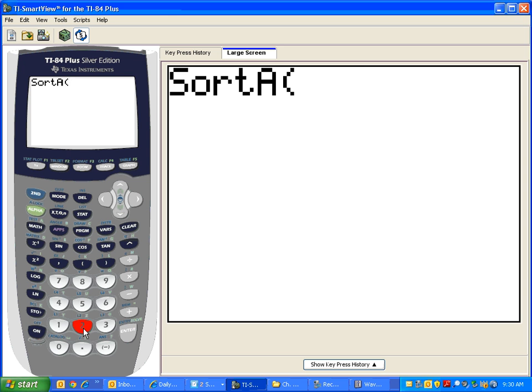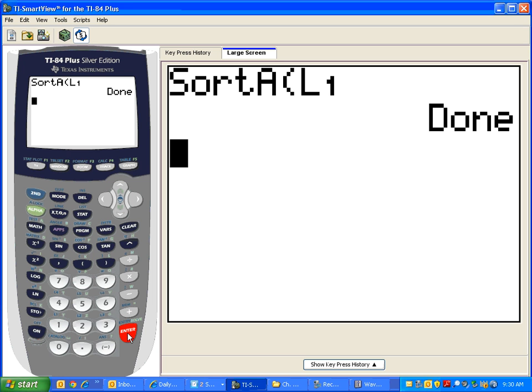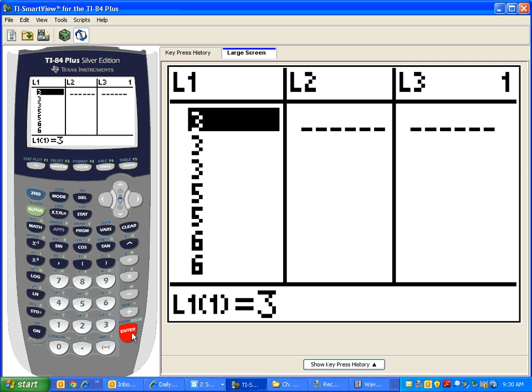You'll see it's blue and it's right above the 1 key. So I press second and 1, and you see L1 appears in my parentheses. It's going to sort whatever you input into the set of parentheses there. Then you press enter and it says done. You're like, well, what's done? I didn't see a list appear there. That's because it actually sorted it in the list. So if I go back to stat and edit, you see my list is now in order.